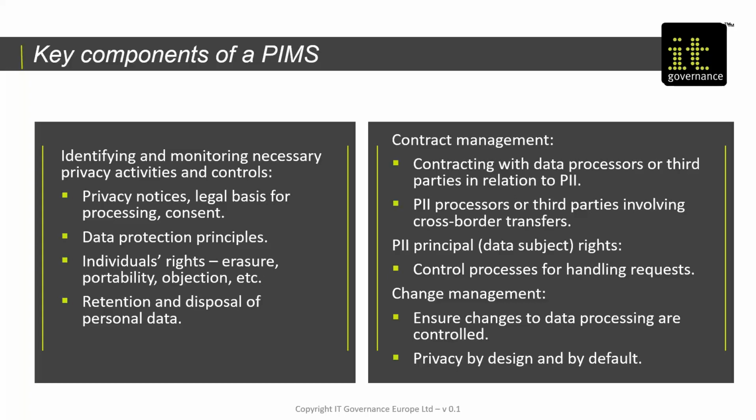The GDPR sets out 6 data protection principles that must be adhered to. So these are: personal data must be processed lawfully, fairly, in a transparent manner. It should be collected for specified, explicit and legitimate purposes. The processing should be adequate, relevant and limited to what is necessary. Personal data should be accurate and, where necessary, kept up to date. It should be retained only for as long as is necessary, and it should be processed in an appropriate manner to maintain security. So organisations outside of the scope of GDPR are likely to have their own somewhat similar privacy principles, depending on the country that they are in.